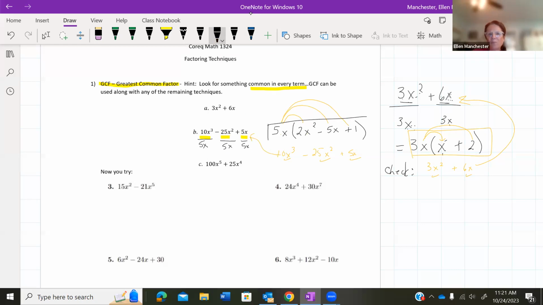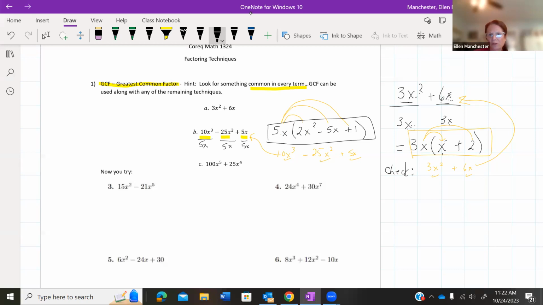Okay, so what happens is those are my factors. So remember, the term factor means what did you multiply together to get the original function or expression. Okay, so my factors are 5x and 2x squared minus 5x plus 1. That's the answer to, or the factors to B.